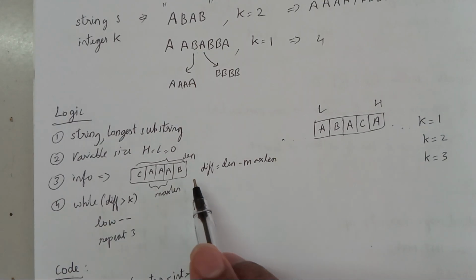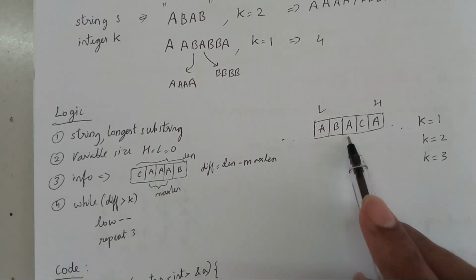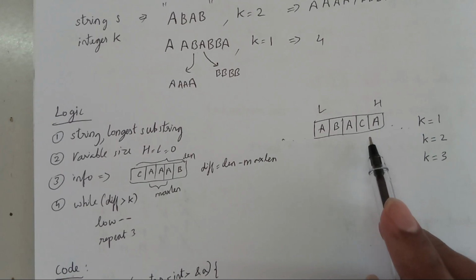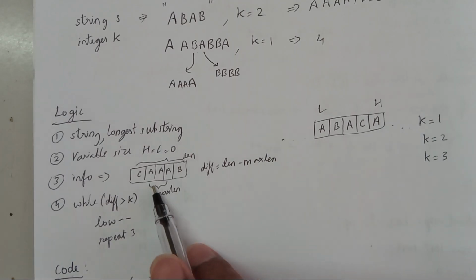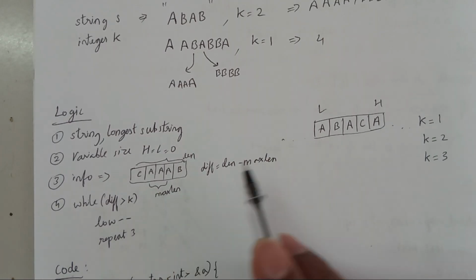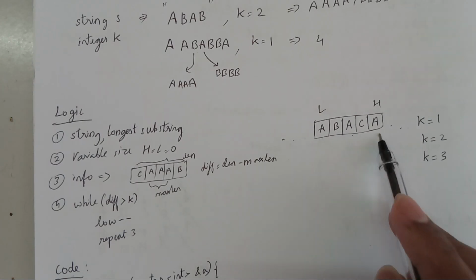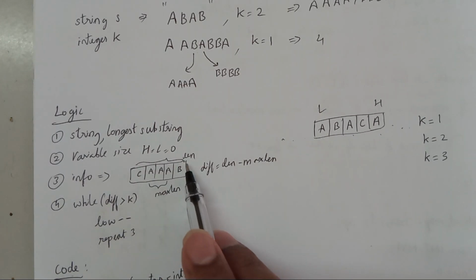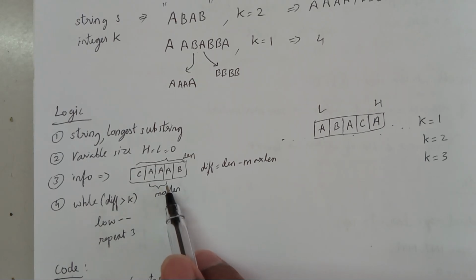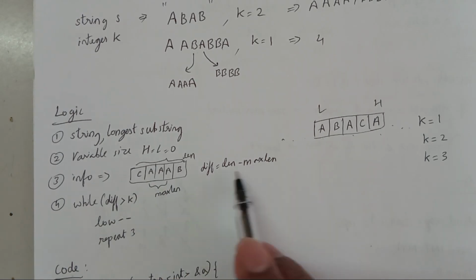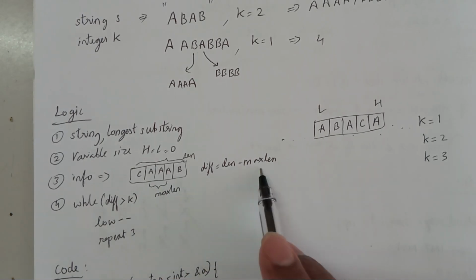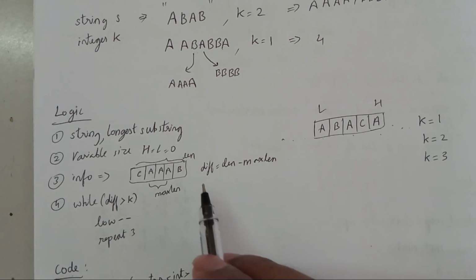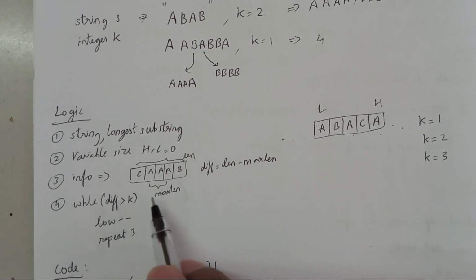So what we do is we first find how many elements are maximum occurring. So here it is 3 for a. So 1, 2, 3. First we calculate the length of the window, then we calculate the maximum length, and we take the difference. Difference is length minus max length. If the difference is greater than k, then we reduce the window size.